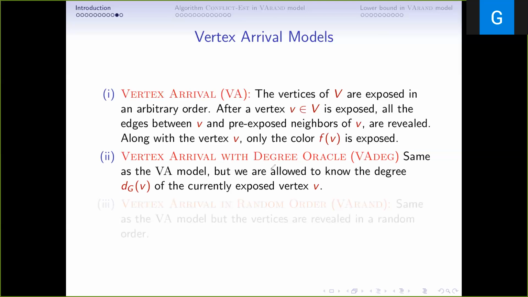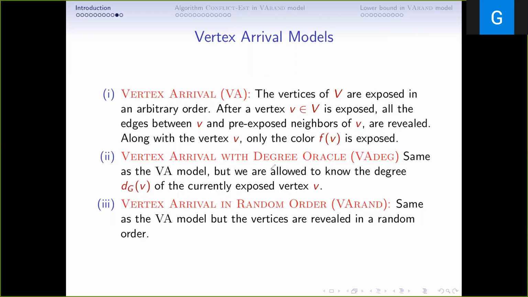There is another vertex arrival model known as vertex arrival with degree oracle, in short VADEG. This is the same as the VA model with an extra power where we can have the knowledge of the degree of the exposed vertex V by querying a degree oracle. This is the description of vertex arrival with degree oracle. In short, the vertex arrival degree oracle model is the same as vertex arrival, where we will also get to know the degree sequence of the vertex set.